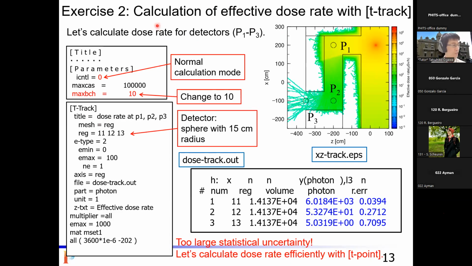So let's go on to exercise number 2. Here, we are going to get the dose rate by using T-track tally. For that, please change eye control because as long as eye control is 5, everything is void. And please set max fetch to be 10. After changing these parameters, please run this input file and check XZ track EPS and those track.out. Go ahead.